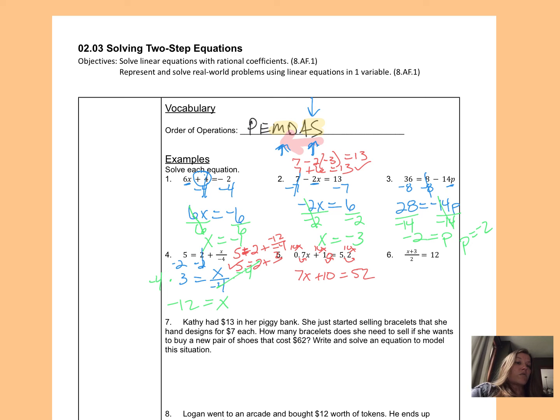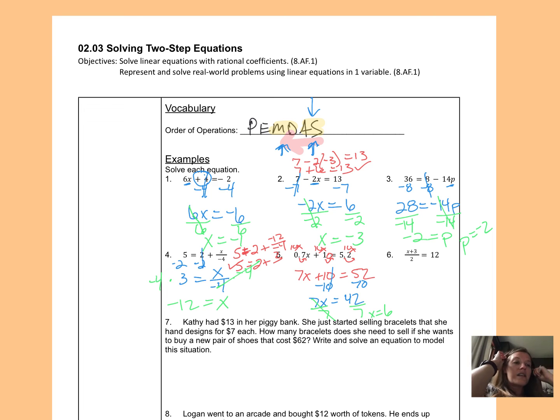And then we can solve. So we're going to add or subtract first. So that's minus 10 to both sides. 7x equals 42. Then I'm going to divide by 7. And x equals 6.